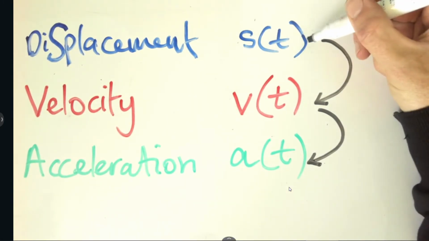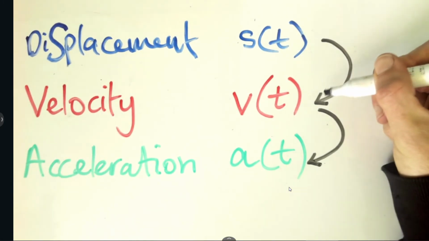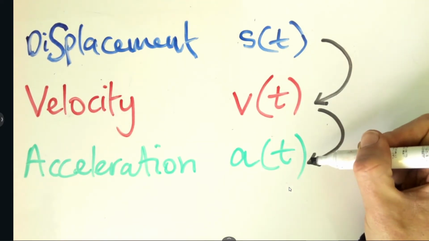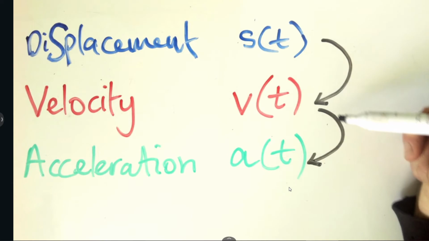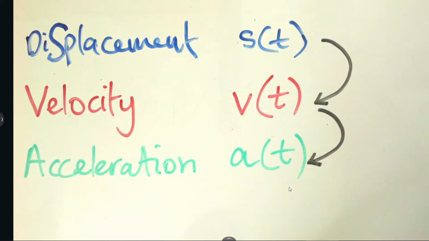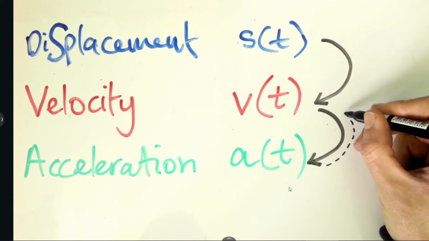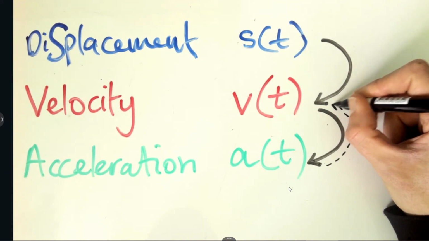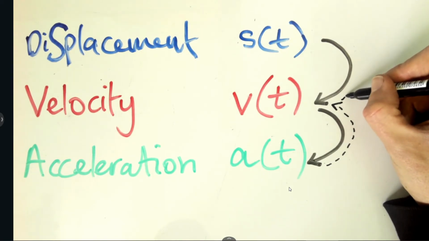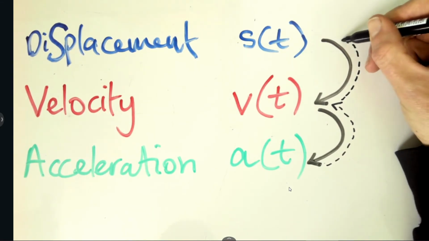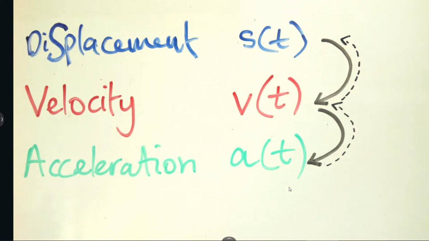So if you differentiate displacement, you're going to get to velocity. And if you differentiate velocity, you're going to get to acceleration. So these things are all related. And we could also think about it in terms of anti-differentiation. If we anti-differentiate acceleration, we are going to get to our velocity. And if we anti-differentiate our velocity, we are going to get to our displacement. So these three are related through differentiation and anti-differentiation. We can jump between them.